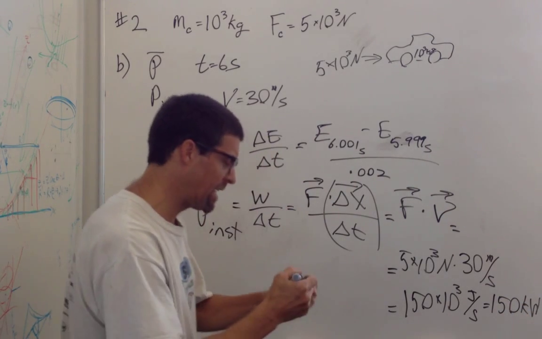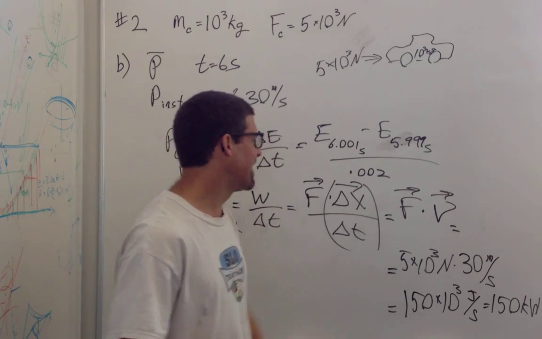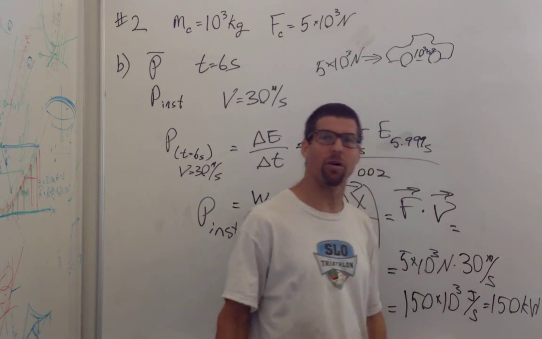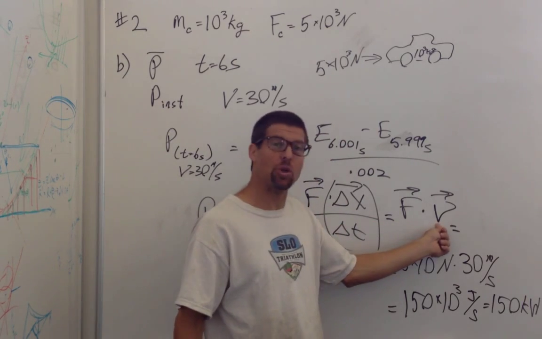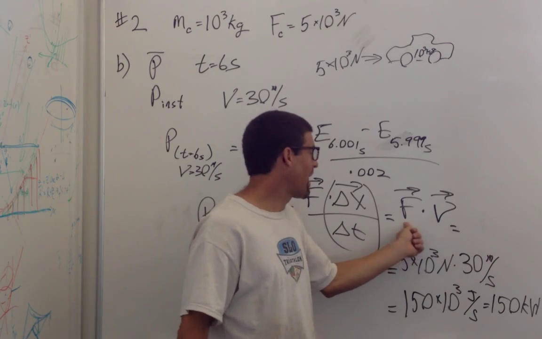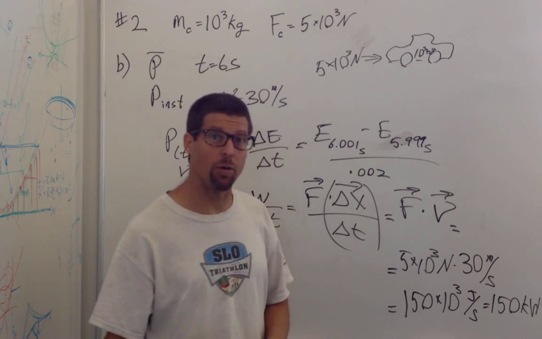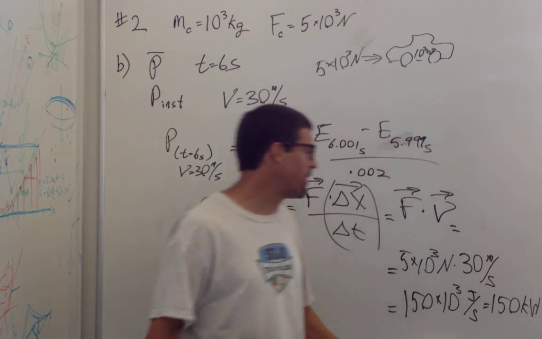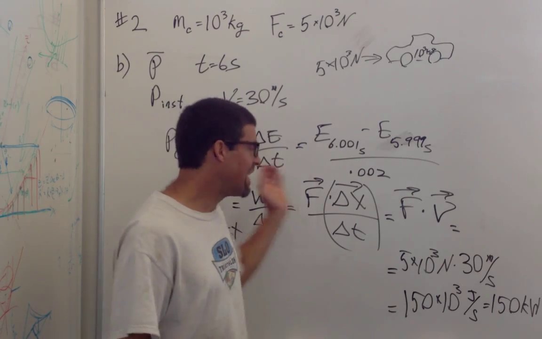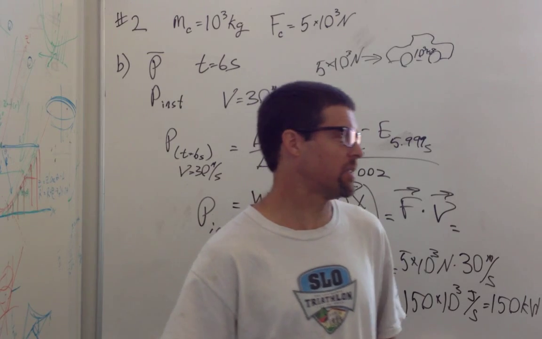All right, so what we see is the instantaneous power at 30 meters per second is twice the average power. And that should make sense because when I start out at zero velocity, even though I have a force, the rate of energy change, the power, is zero. So I start out with zero power output, finish with 150 kilowatt output, and the average power over that whole period of time is 75 kilowatts.